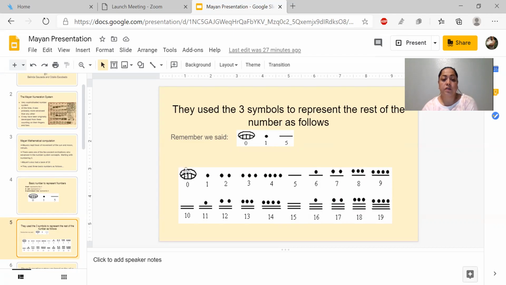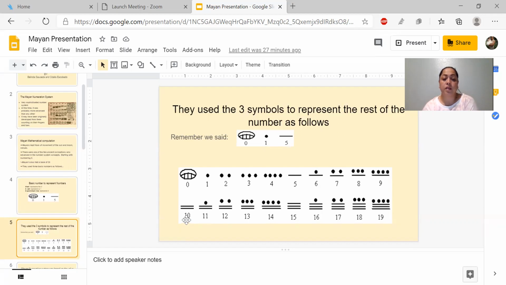So here is the shell for the number zero, the dot for the number one, two dots represent the two, three dots represent the three, four dots represent the four. Once we hit the fifth one, we have the black line representing the five, and so on all the way to the number nine. They use the line with dots to represent the numbers up to nine.